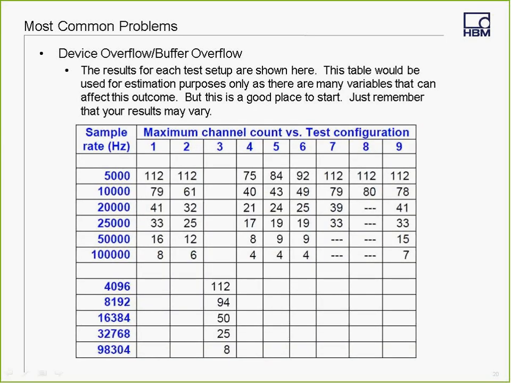The results for each test setup are shown here, and this table would be a good table to use for estimation purposes. Please note that at 5,000 Hertz, for example, for test 1, we could get a maximum of 112 channels to run. And then test 4, with its setup being the 32-bit by 16-bit we used in the first test, and the addition of some computed channels, we were only able to get 75 channels to run at 5,000 Hertz.